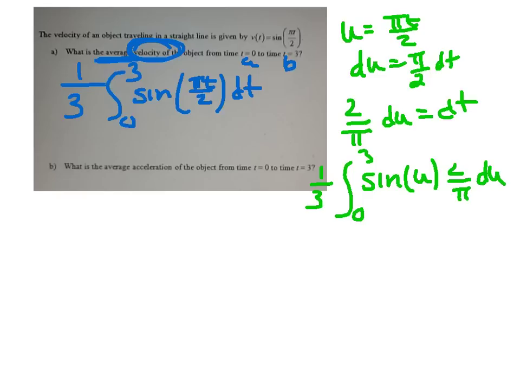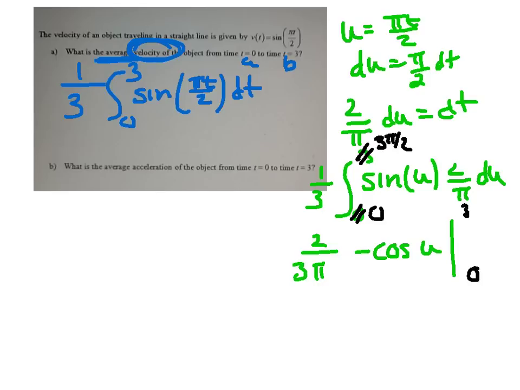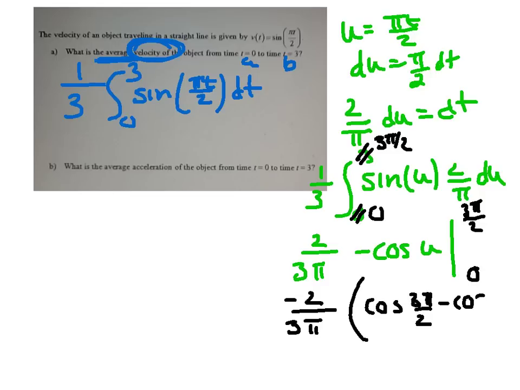I'm going to pull out my 2 over pi, so I actually have 2 over 3 pi. When I integrate sine of u, I get negative cosine of u. And I am now going to change my bounds, which I really could have done back here. So instead of 0, I'm going to plug it in here. 0 divided by 2 is still going to be 0. And when I plug in a 3, I'm going to end up with 3 pi over 2. So I'm going to have -2 over 3 pi, pulling that negative out. And my upper is going to be the cosine of 3 pi over 2 minus the cosine of 0.